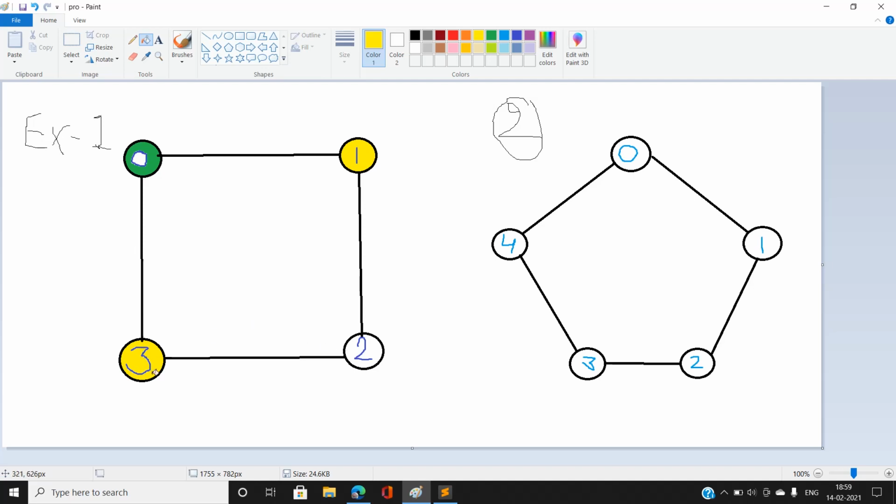Note that we have to color our graph using only two colors. That's why I am going to use only either a green or a yellow. Okay, so if I am going to color this with a yellow, so its neighbor, that is here node 0, is already colored green, but node 2 is not colored yet, so I am going to color this with a green again. Let me color this with a green.